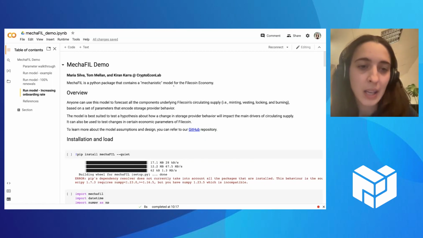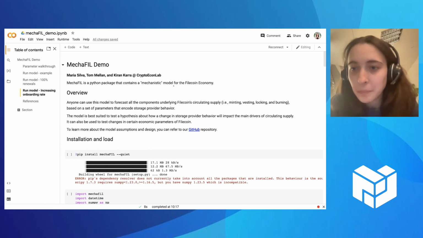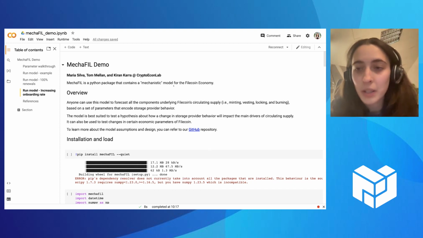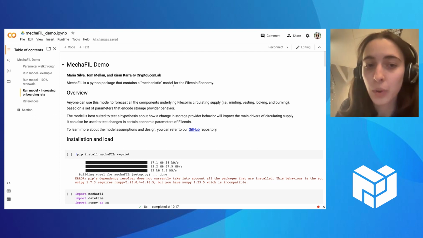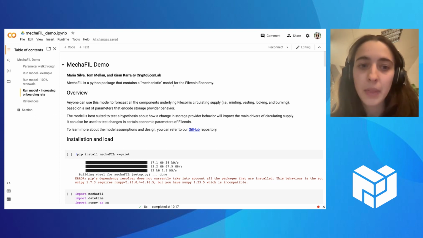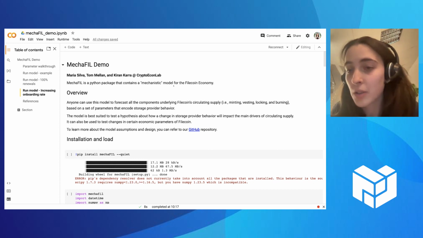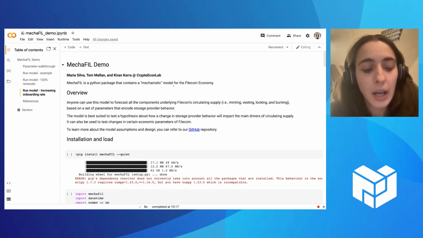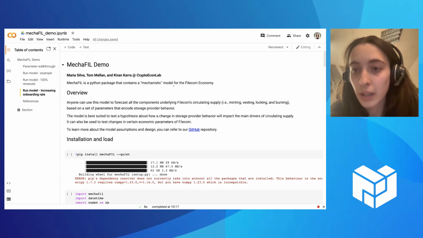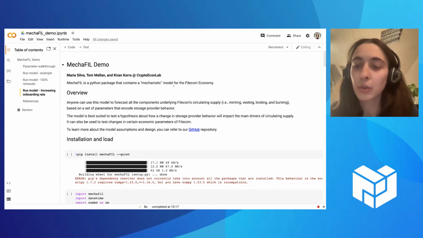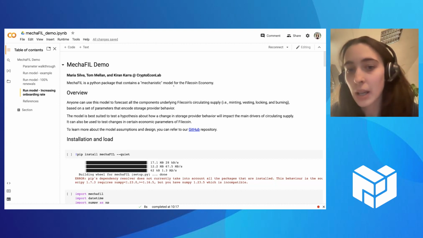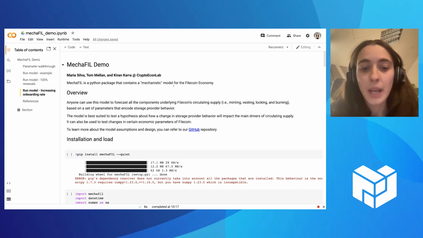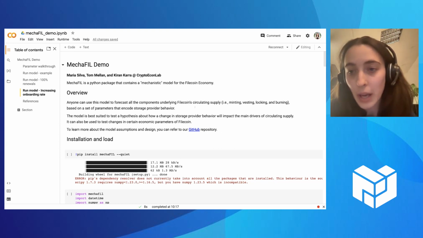Today I'm going to talk about Makeafill. This is a Python package that we worked on at CryptoEconLab. This package contains essentially a model of the Filecoin economy. It allows users to provide a few parameters that encode some behavior of storage onboarding, and then based on those parameters, it simulates a few metrics about the Filecoin economy, and in particular is focused on circulating supply.